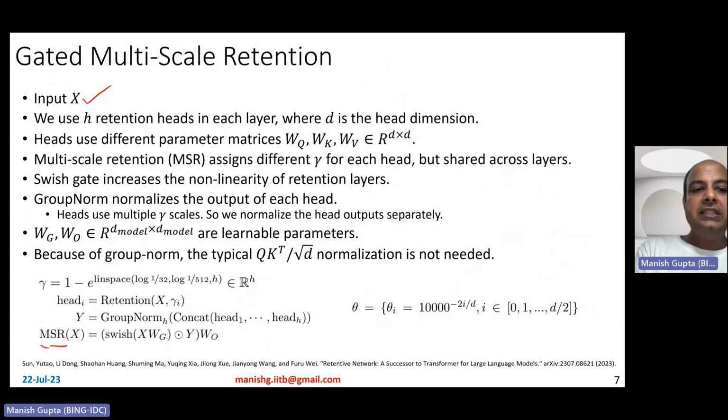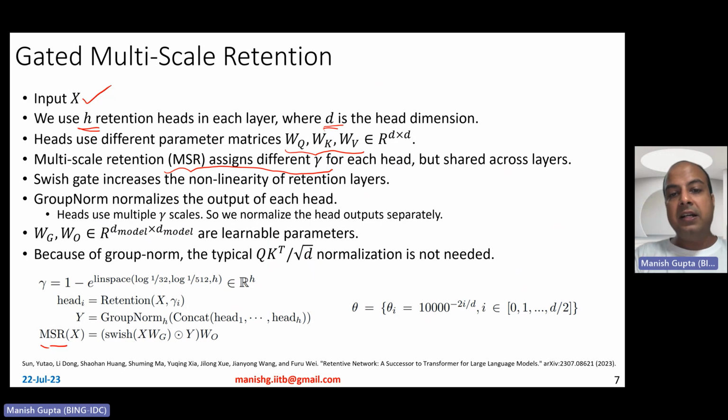Okay. So we use H retention heads in each layer, where D is the head dimension. So if D is the head dimension, then WQ, WK, WV are our learnable parameters of size D cross D. Okay. So the MSR layer essentially assigns different gamma for each head. So remember, we have different heads. For each of those heads, we'll be diagonalizing the A matrix, and therefore we'll have gamma e raised to I theta. So for every head, there is a gamma and there is a theta, right? So that's basically for different heads.